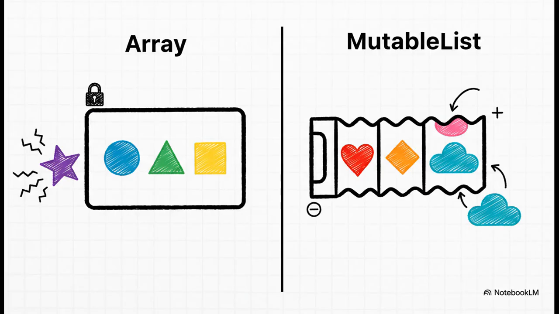For most of us, the biggest practical difference day to day is the size. An array's size is set in stone the moment you create it. If you need a collection that can grow or shrink, you can't use an array. You have to reach for a mutable list. That's what gives you all those familiar methods like .add and .remove.